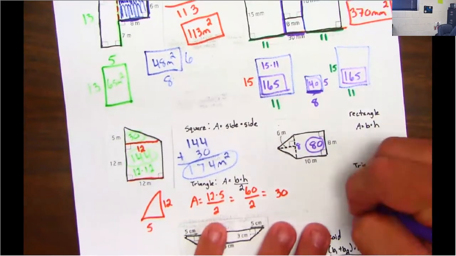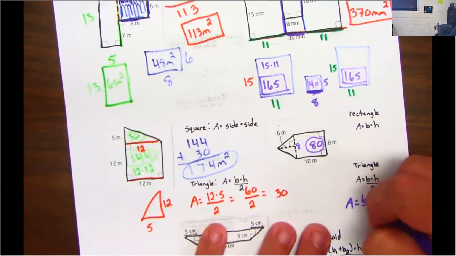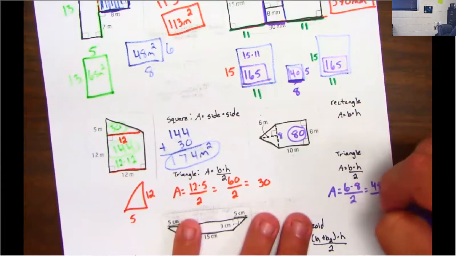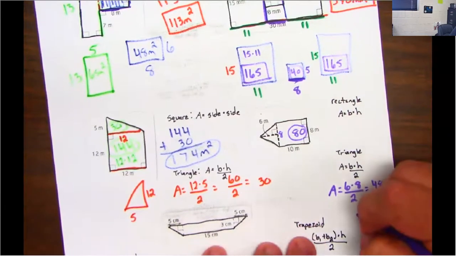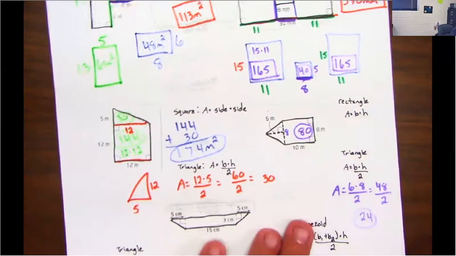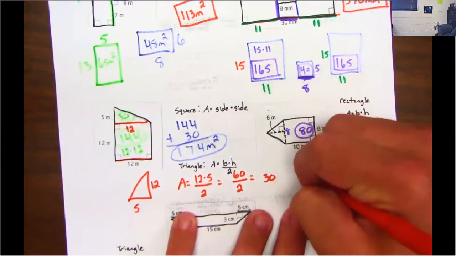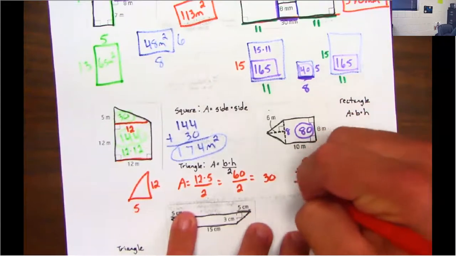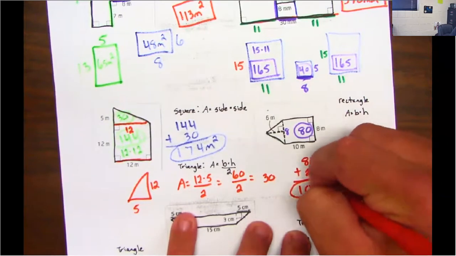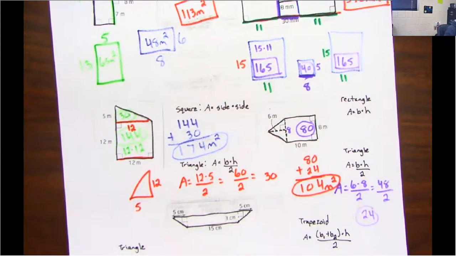Well, yes, it is. So here we go, base times height divided by 2. 6 times 8 divided by 2. 6 times 8 is 48. 48 divided by 2 is 24. So now we have to add, what is 80 plus 24? Well, that is 104 meters squared. There's your answer. Again, not bad at all.